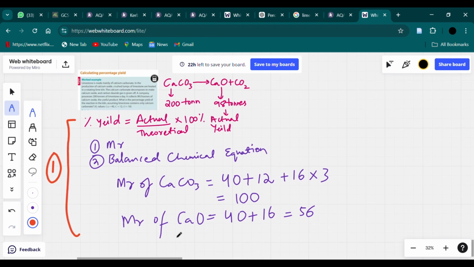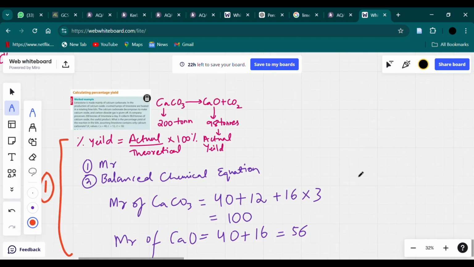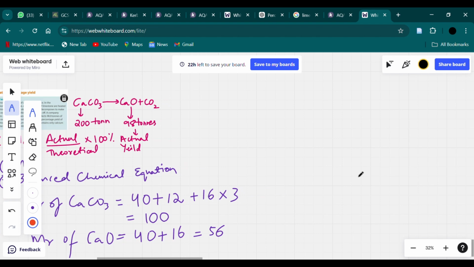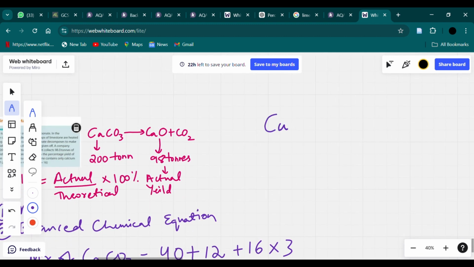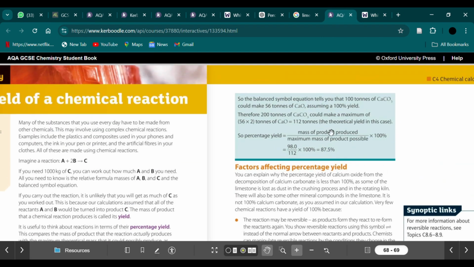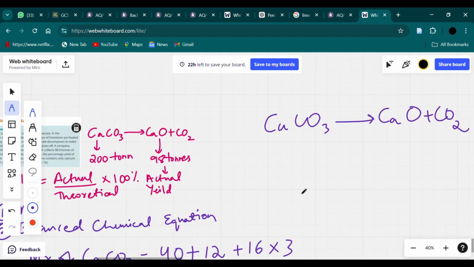Now we will move to the second step. In the second step you will take the ratios here. How will you take the ratios?